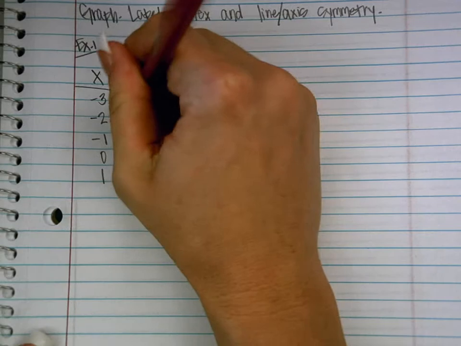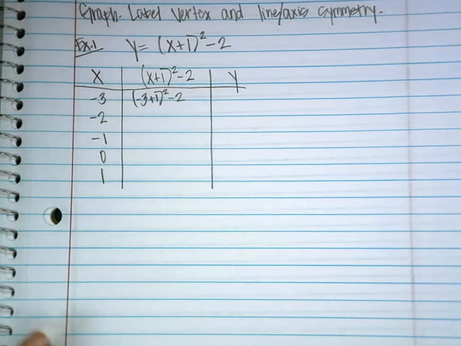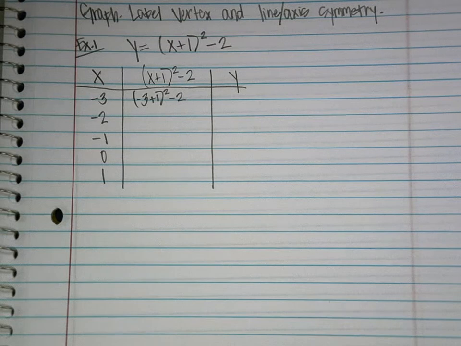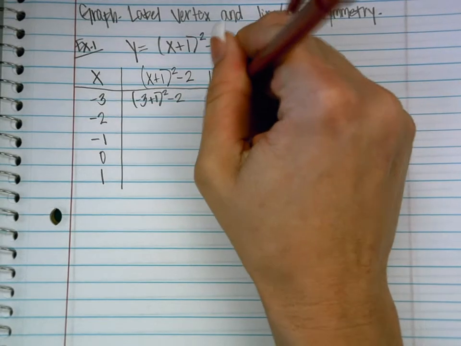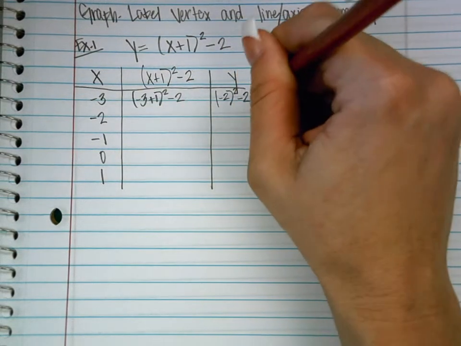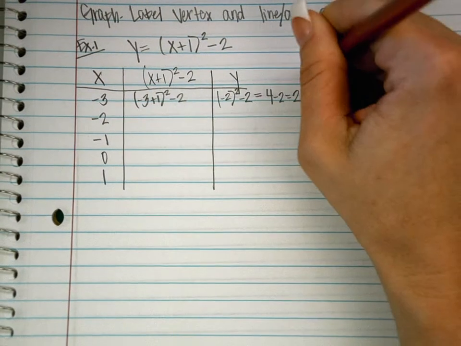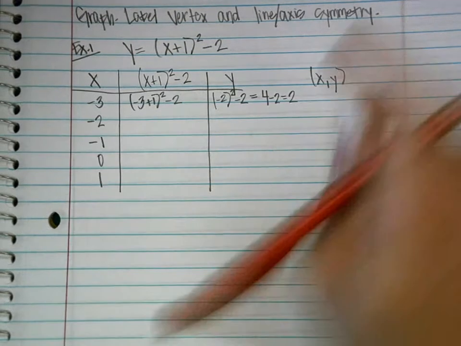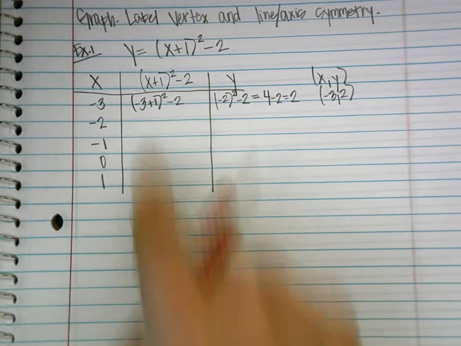So here, if I plug in -3 plus 1 quantity squared minus 2, you actually have to work that out. Okay, so what's -3 plus 1? That would be -2 squared minus 2. What's -2 squared? 4 minus 2 gives you 2. So the actual xy point here would be what? -3, comma 2. That's going to be our first point. Now I want you to keep plugging in.